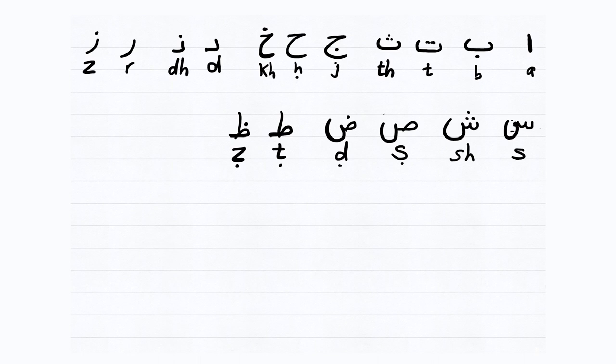Ta, za, and then the most beautiful letter in Arabic. It's called ayn. This is from your throat completely. And it is very difficult for English speakers. But I'm telling you, if you just listen to it often, you will be very much professional in the ayn. Ayn. It's from deep inside your throat.